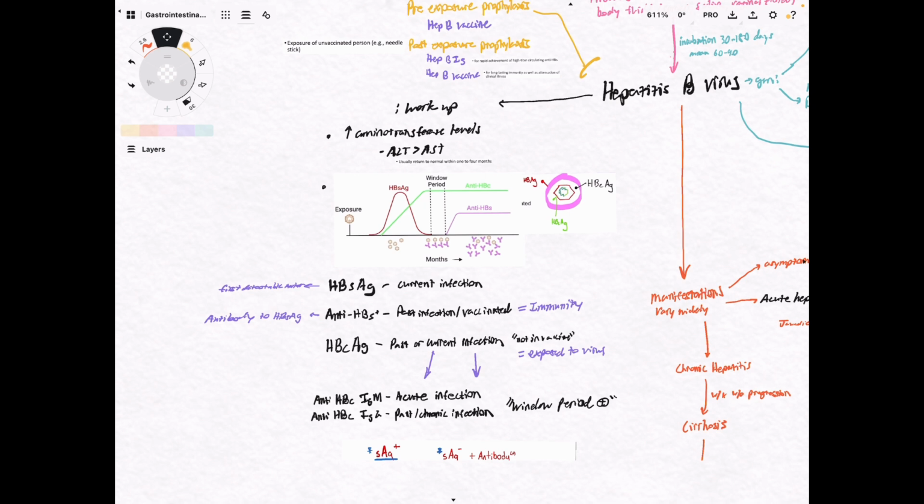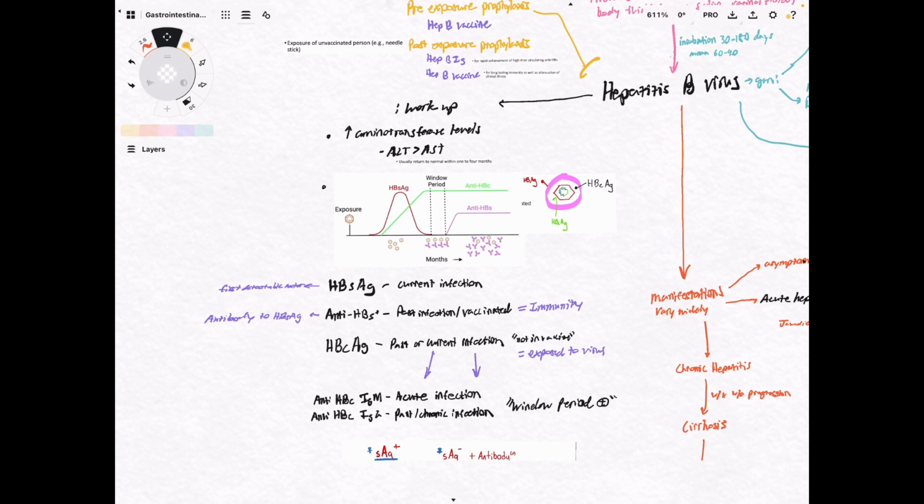So the antigens for Hep B, you're going to want to know what each of them does and what each of them means. The first one I talked about is the HBsAg, the Hep B surface antigen. This is the first one you'll see for a Hep B infection. And that just signals current infection, right? So if you don't have infection anymore, that one's going to go away.